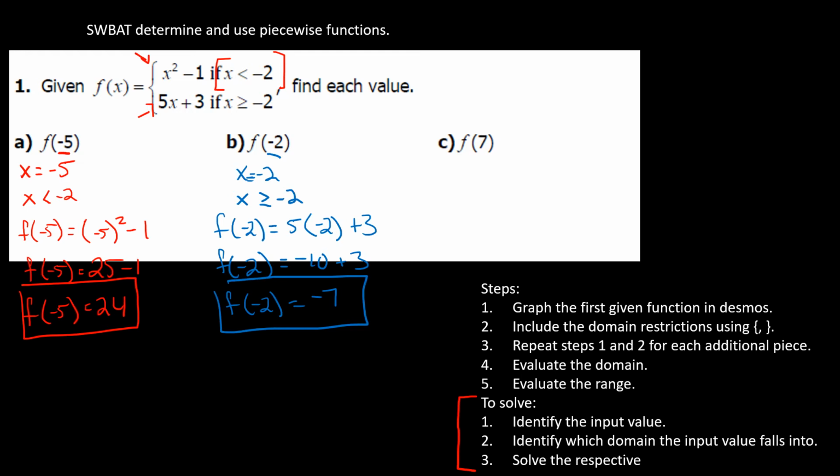Okay. Let's do another one. First step, identify the input value. So we're saying x equals 7. Well, where does 7 fall? Is 7 less than -2? No. Is 7 greater than or equal to -2? It's greater than. So we're going to use the domain x is greater than or equal to -2. So we'll say f of 7 is equal to 5 times 7 plus 3. So f of 7 is equal to 35 plus 3. Okay, so we'll write this up here. f of 7 is equal to 38.